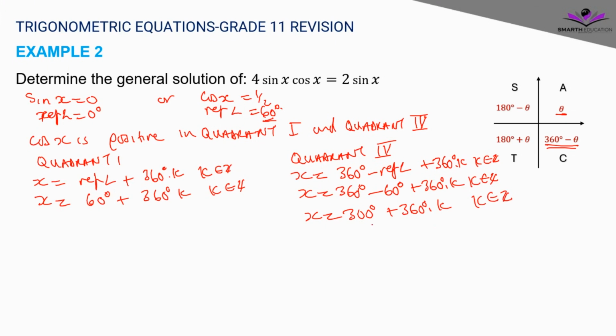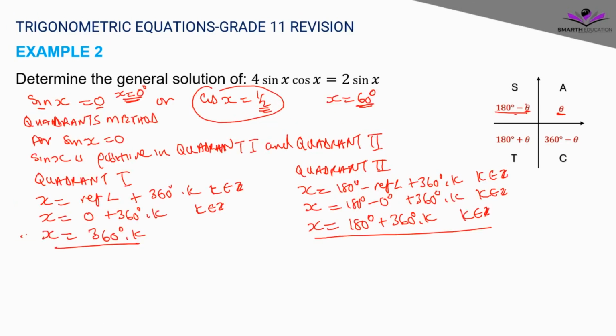So this is the general solution. We have these 4: 1, 2, 3, and 4. You have to write all 4 of them.